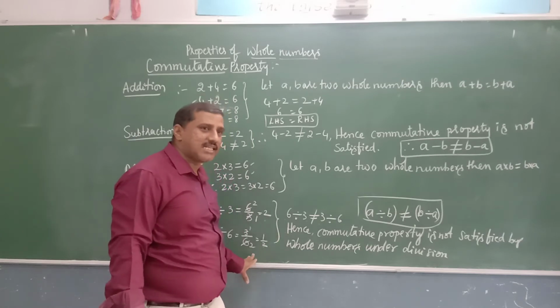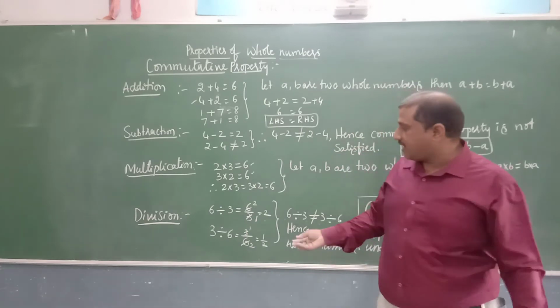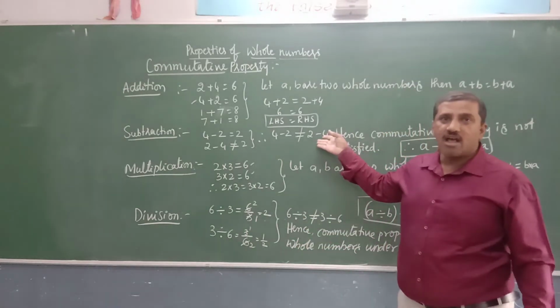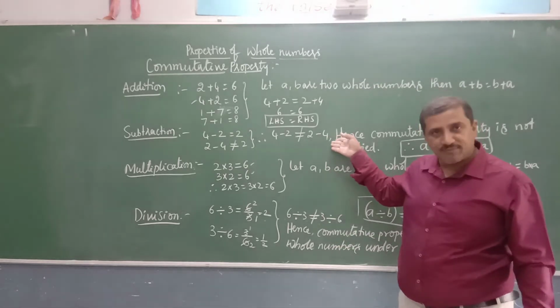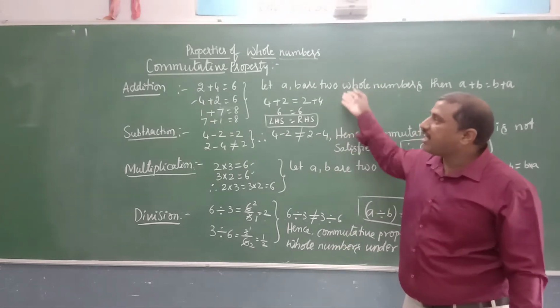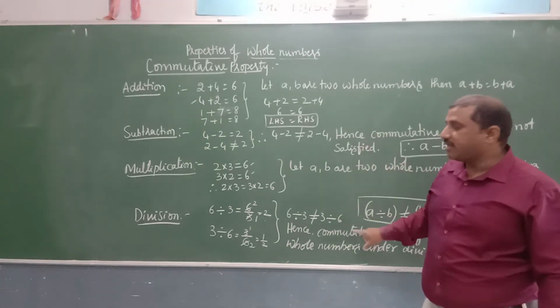Why is it not satisfied? Because when we change the order of the whole numbers under division and under subtraction, we are not getting the same quotient and the same difference respectively. Hence, the commutative property is not satisfied under subtraction and division.